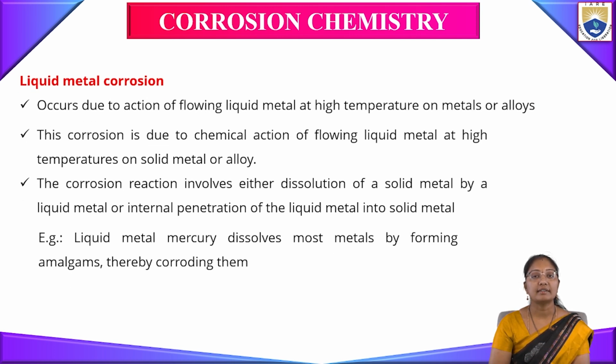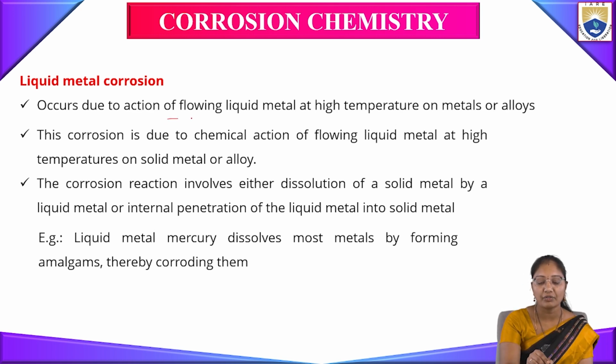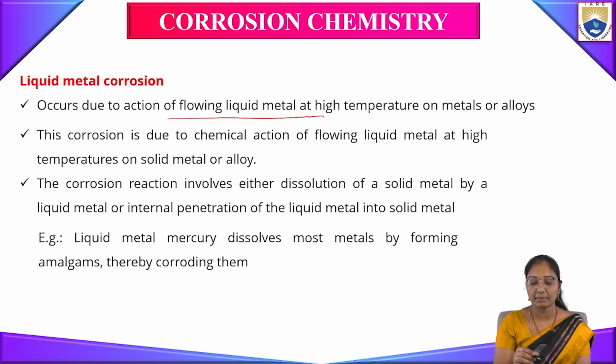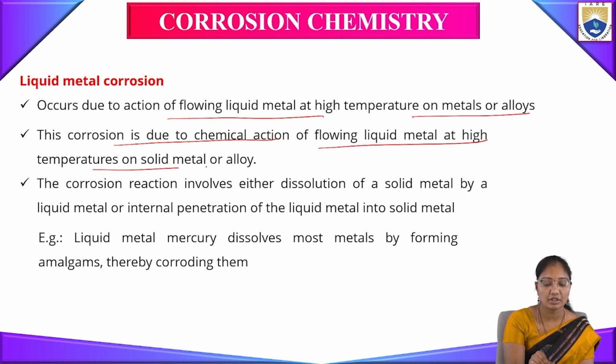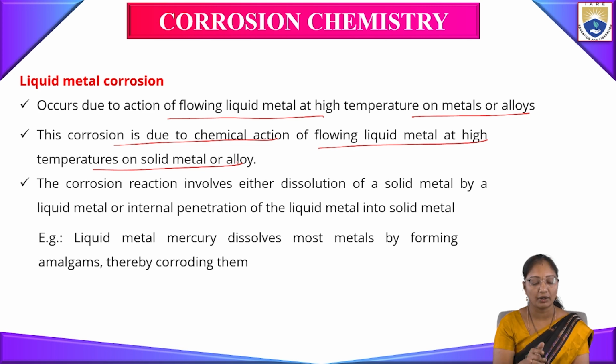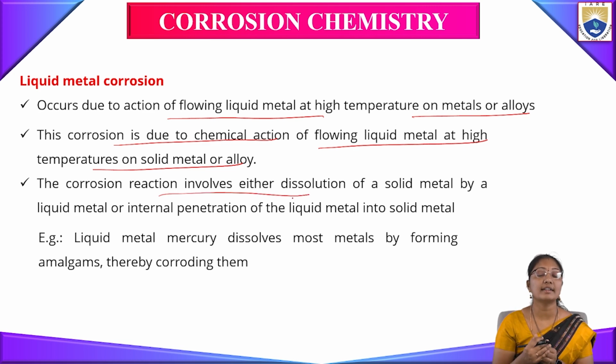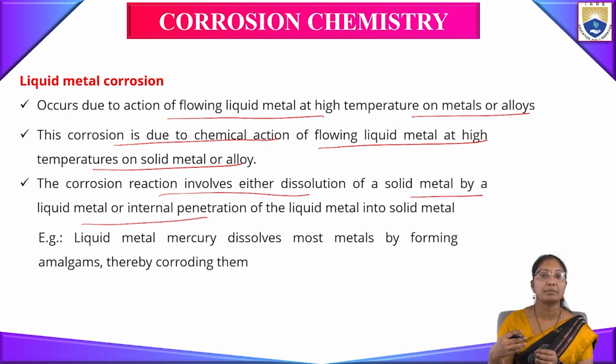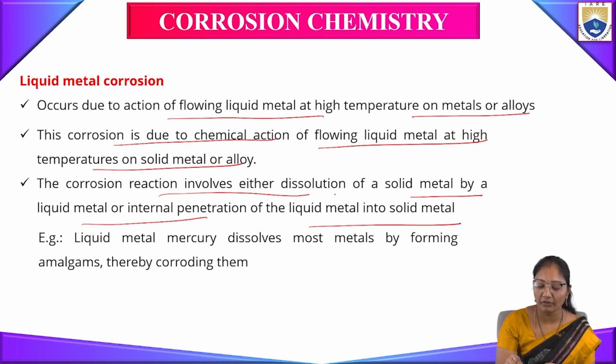Another type is liquid metal corrosion. It occurs due to the chemical action of a flowing liquid metal at high temperature on solid metals or alloys. So this reaction involves either dissolution of a solid metal by a liquid metal, or internal penetration, meaning internal attack or internal movement of a liquid metal into a solid metal.